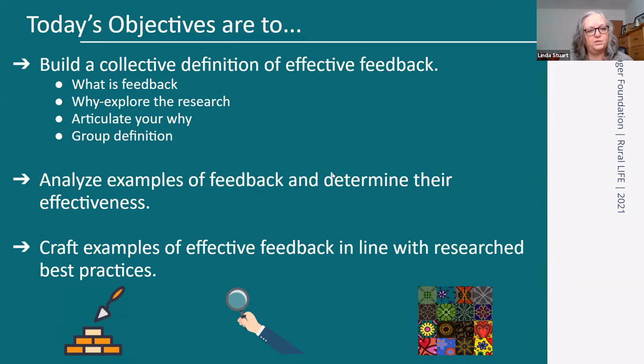If you notice at the bottom of the screen, you see the bricks, the magnifying glass, and the quilt. The bricks are the icon that goes with building a collective definition of effective feedback. So when you see that icon in your upper right-hand screen, you'll know that we're talking about the definition. When you see the magnifying glass, that's when we're analyzing and determining the effectiveness of feedback. And when you see the quilt, you'll realize that we are talking about effective feedback, making examples, and deciding what we believe is the best feedback. Watch for those icons throughout the slide deck as a reminder and a picture action for your brain to remember, oh, we're working on these objectives.